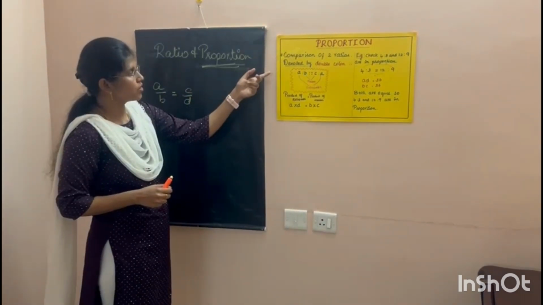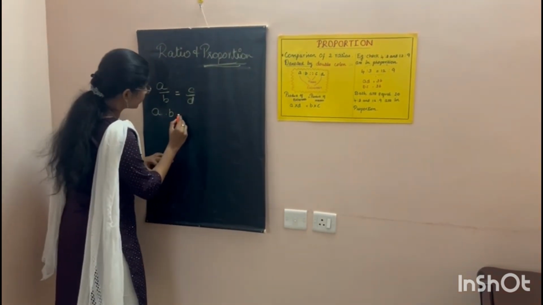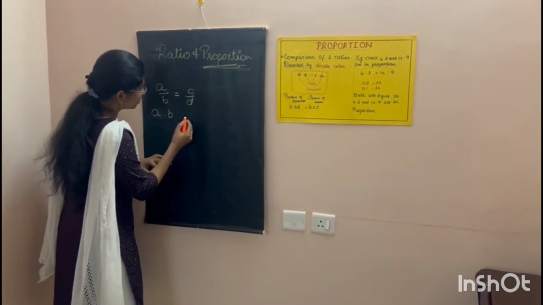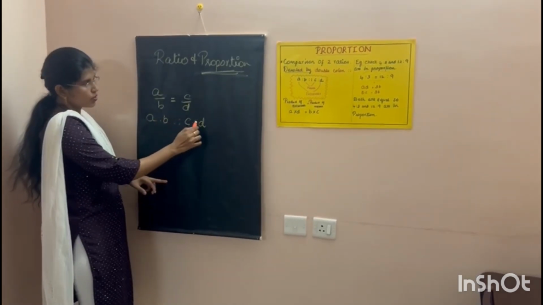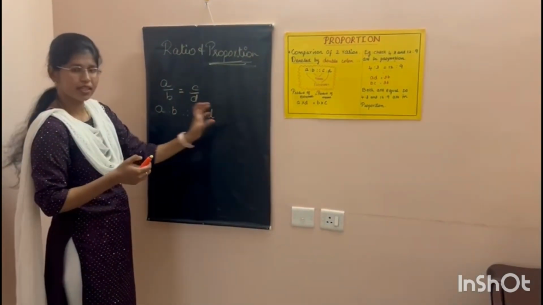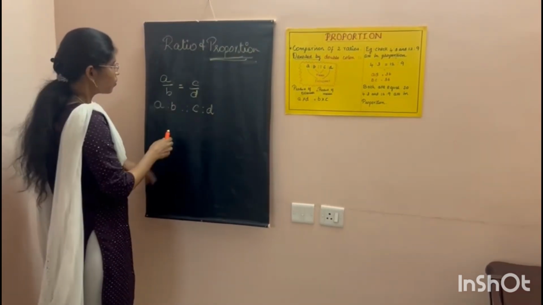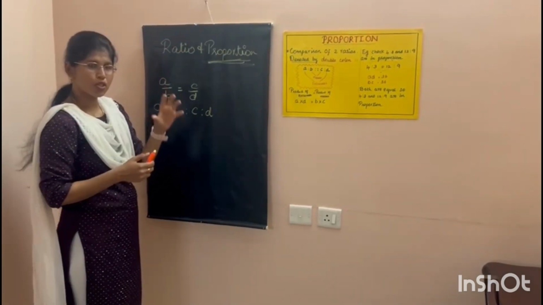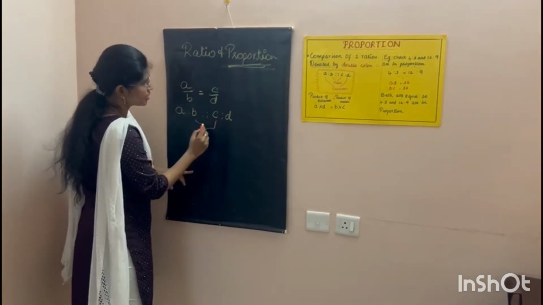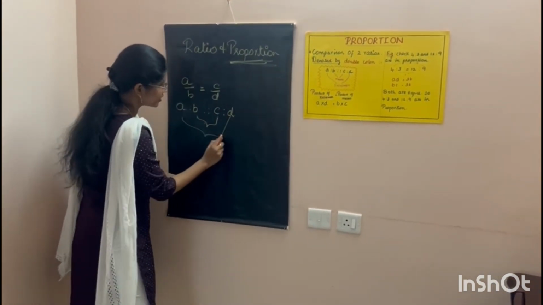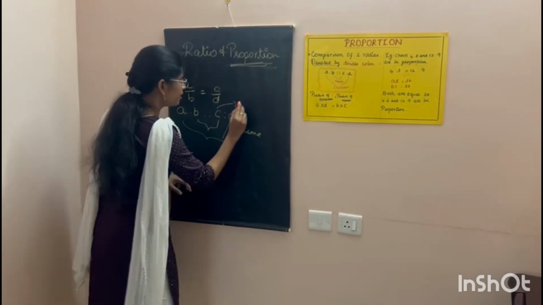The proportion is denoted by the double colon. We can write it as A:B :: C:D. Then A:B is one ratio and C:D is the other ratio. If A:B is proportionate to C:D, both are equal to each other. So there is a law called the proportion law. In it, B and C are the mean terms and A and D are the extreme terms.